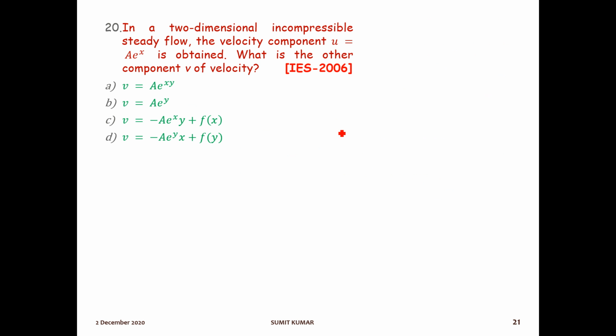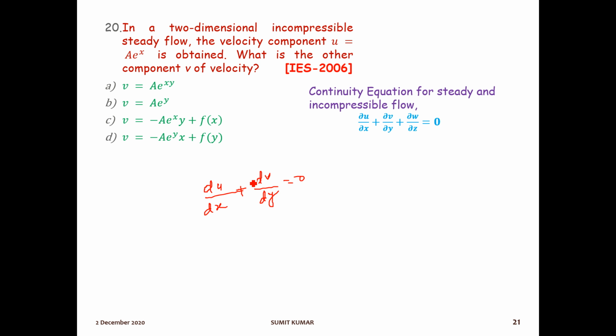Here, in a two-dimensional incompressible steady flow, the velocity component u is given. What is the other component v of the velocity? First of all, write the equation of continuity for incompressible steady flow: du by dx plus dv by dy equal to 0. Here u is given as aex. So these are the continuity equation, and here dv by dy is what?